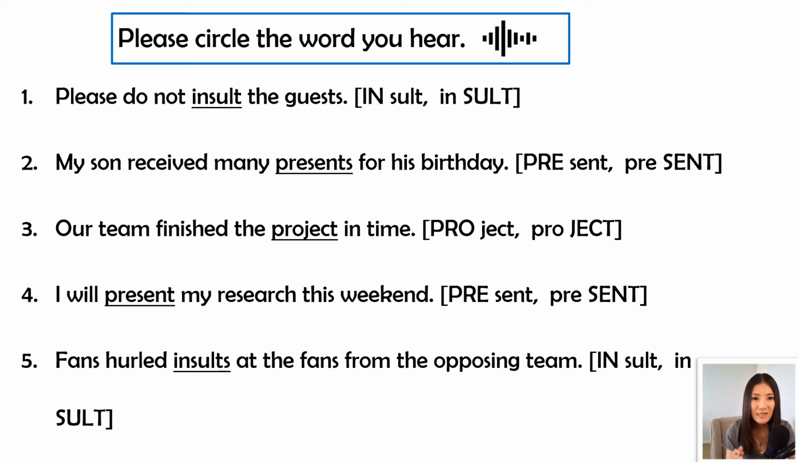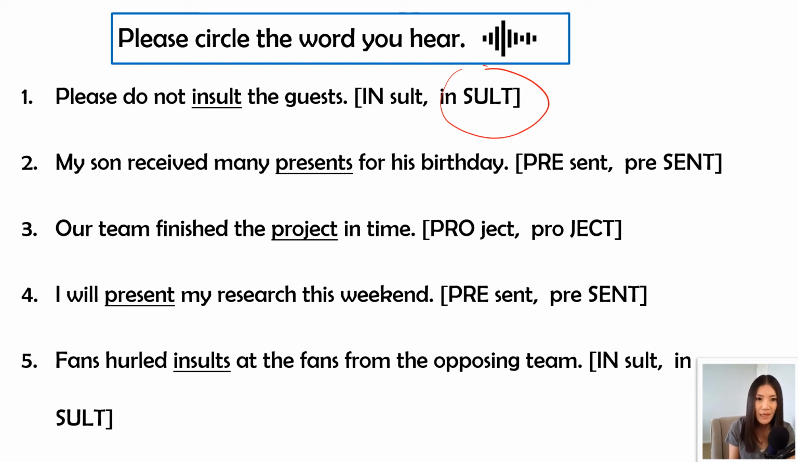Lastly, please circle the word that you hear as I read these sentences. I'm going to read each sentence twice, and then we will talk about the answer one by one. Number 1, please do not insult the guests. Please do not insult the guests. Insult is a verb, so we should stress the second syllable.